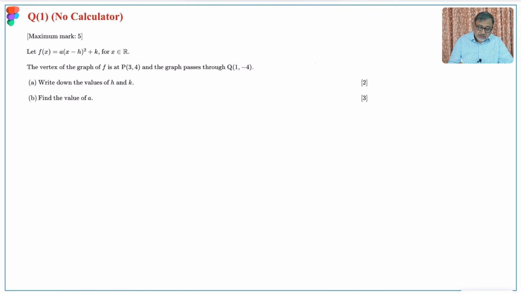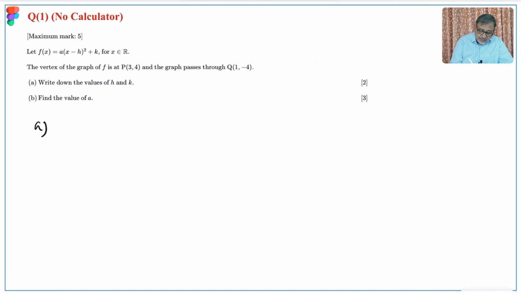Now this question says f of x is a into (x minus h) bracket square plus k. The vertex of the graph of f is 3 comma 4, and the graph passes through Q (1 comma minus 4). Write down the values of h and k.